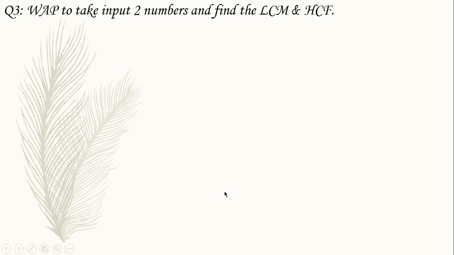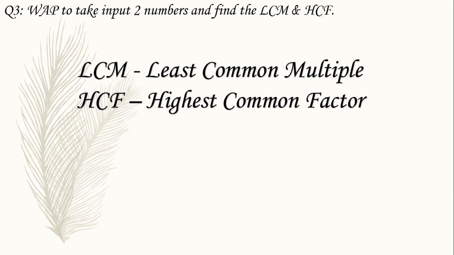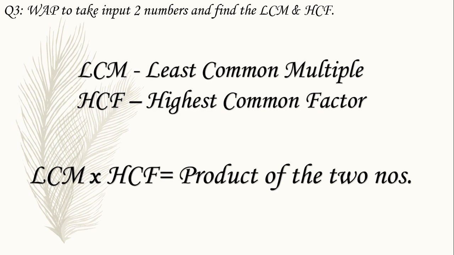Okay, next one is we have to take input two numbers and find out the LCM and HCF. LCM means least common multiple and HCF is highest common factor. In this program we will utilize another formula: if we multiply HCF and LCM, we get a value equal to the product of the two numbers. So in this program we will utilize this formula in order to find out the LCM.